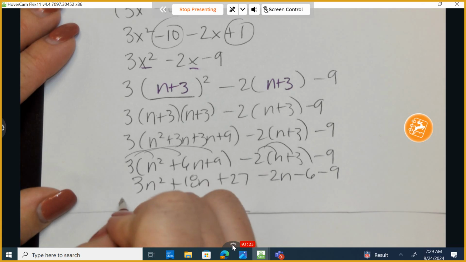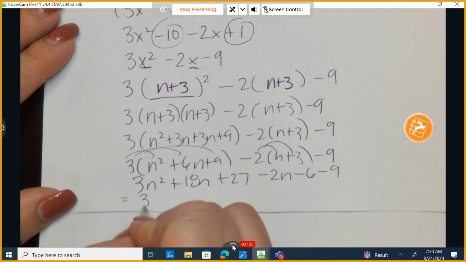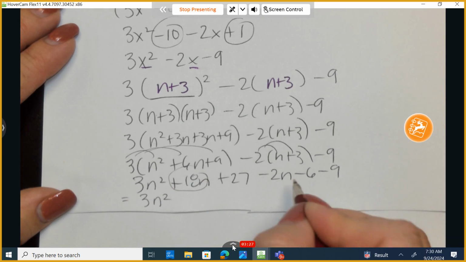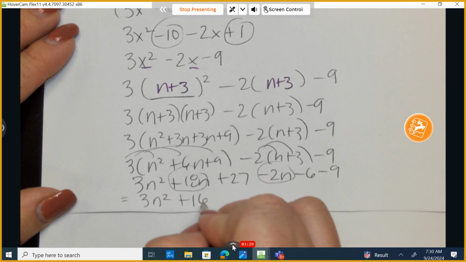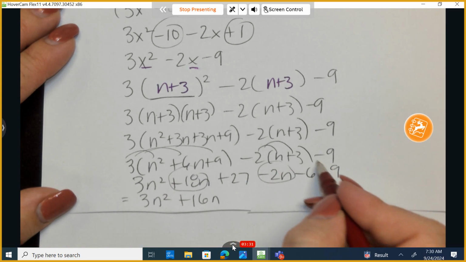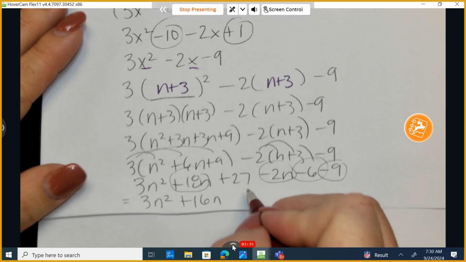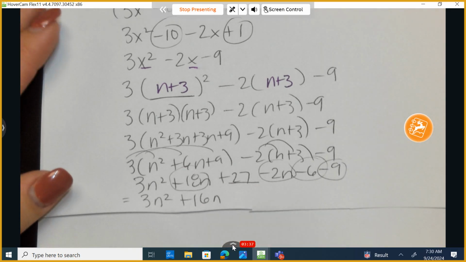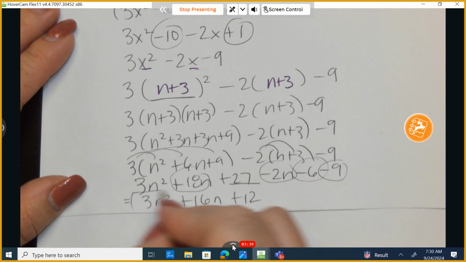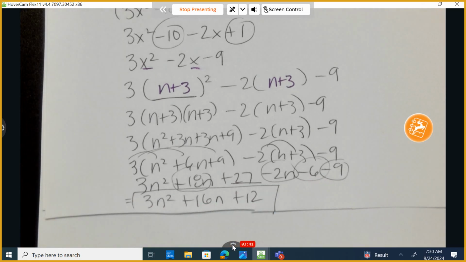So when I simplify everything, I have 3n squared. 18 minus 2 is 16. And let's see, this adds up to 15. And if I take 15 away from 27, I get a positive 12. This is what I end up with.